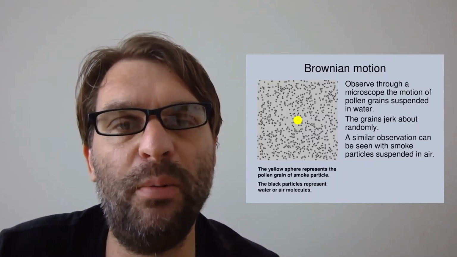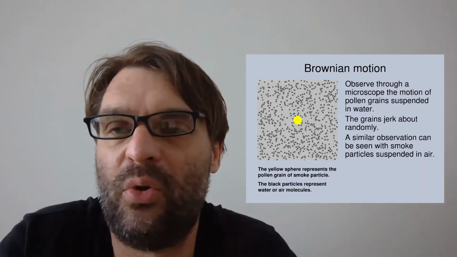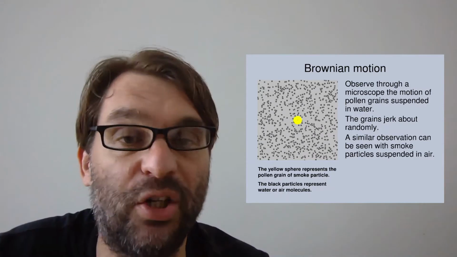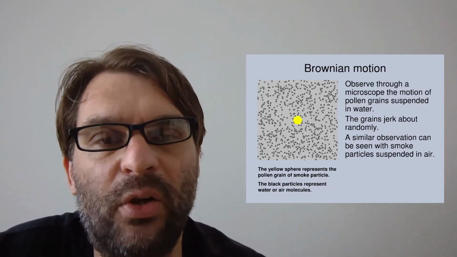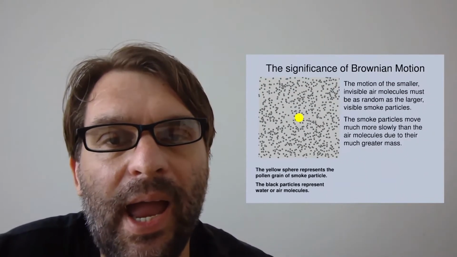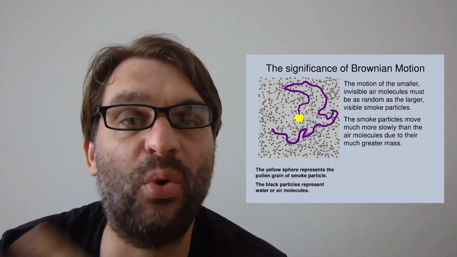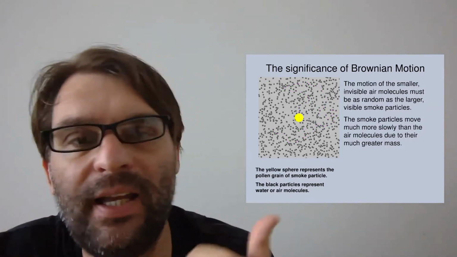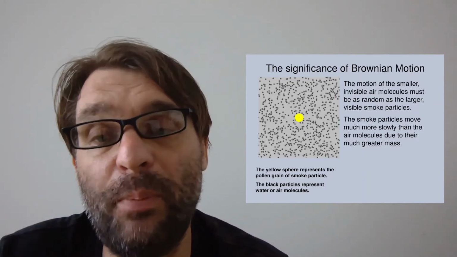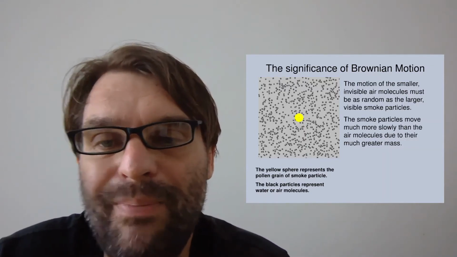So if you observe through a microscope the motion of pollen grains suspended in water, also smoke particles in air, the grains jump around, okay? And a similar observation here, as it says, can be seen with smoke particles suspended in air. And the motion of the smaller invisible air molecules must also be random because they're basically colliding against the larger visible smoke particles. Okay? Because the smoke particles are larger and move more slowly due to their greater mass. They're bigger.